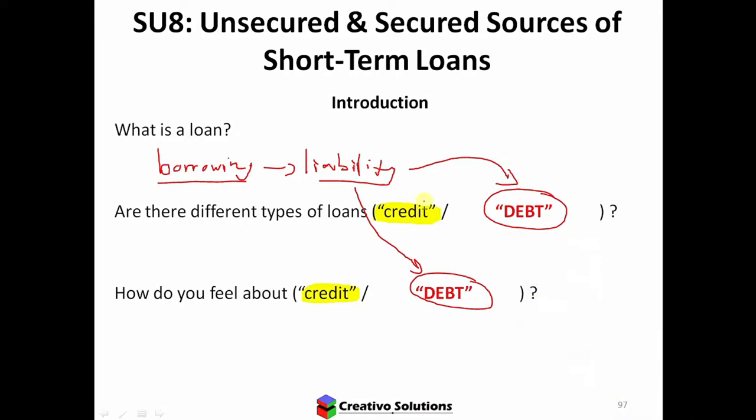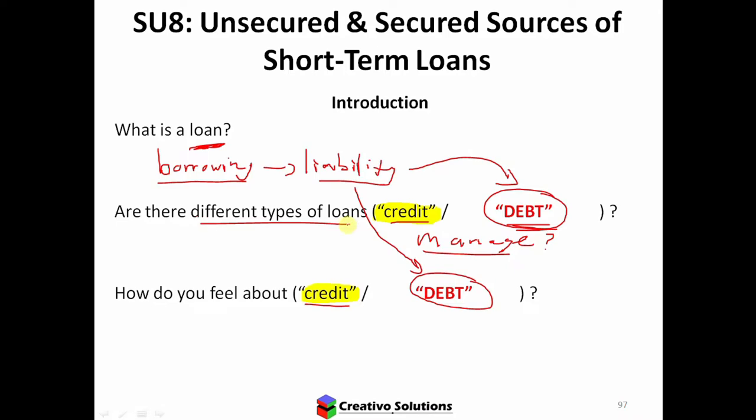The reason they don't do that is because they're managing it. So credit is good, debt is bad. The only difference between credit and debt is how well you manage it. Does that make sense? Yes. If you don't manage your loans, if you don't pay your loans, if you pay late, if you never pay your loans, you're going to end up in debt.